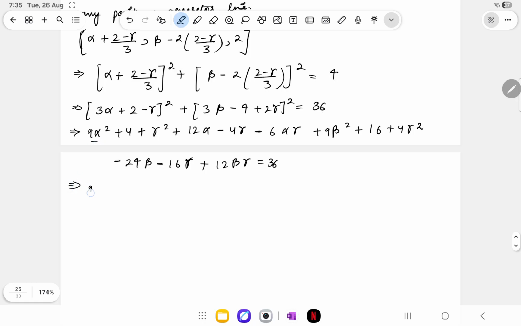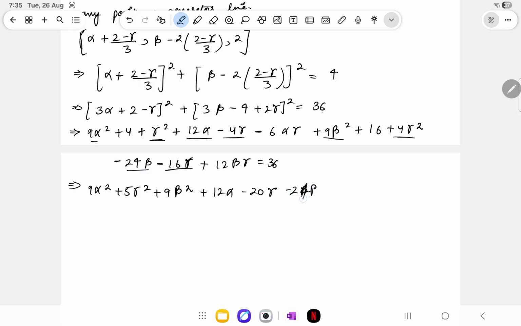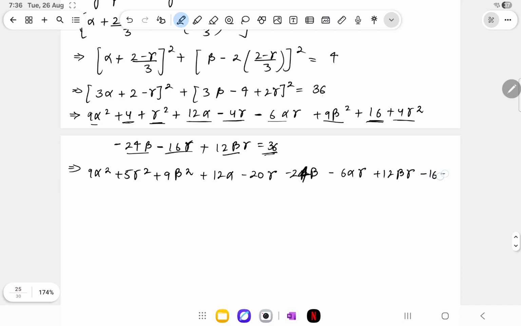So from here I'll get 9 alpha square plus gamma square plus 5 gamma square plus 9 beta square, plus 12 alpha, minus 4 gamma minus 16 gamma is minus 20 gamma, minus 24 beta, minus 6 alpha gamma plus 12 beta gamma, and 4 plus 16 is 20, minus 36, that is minus 16.